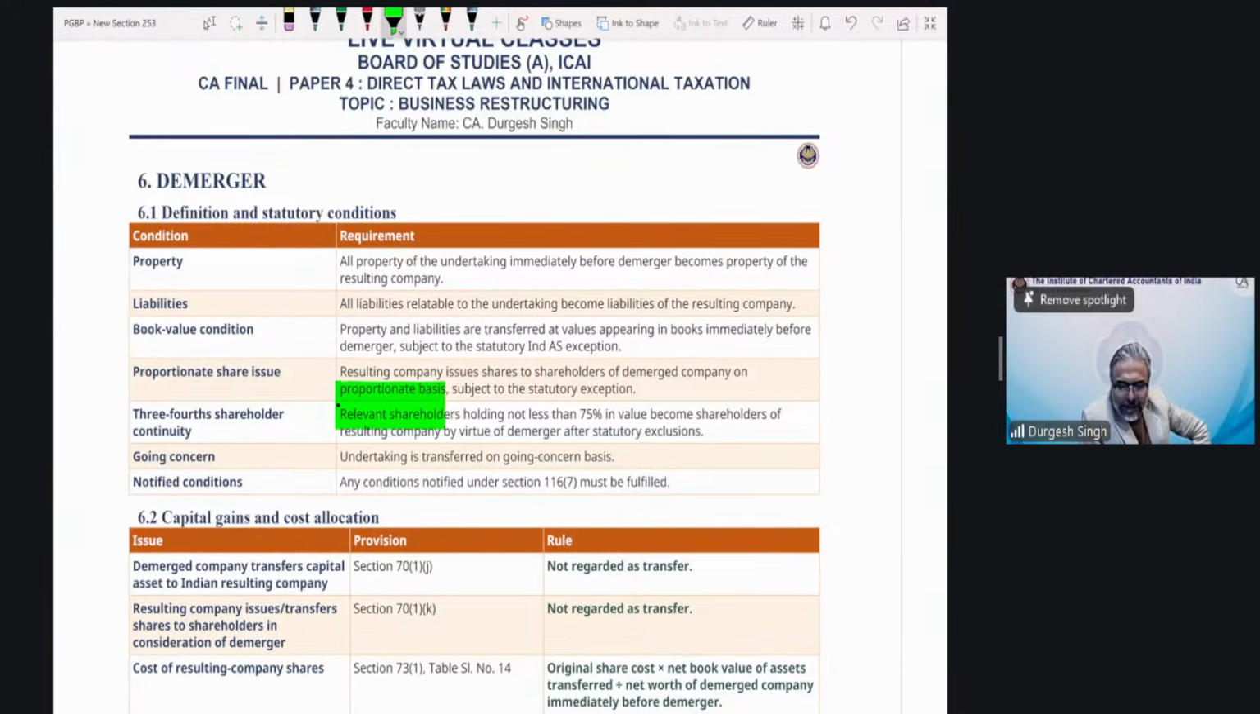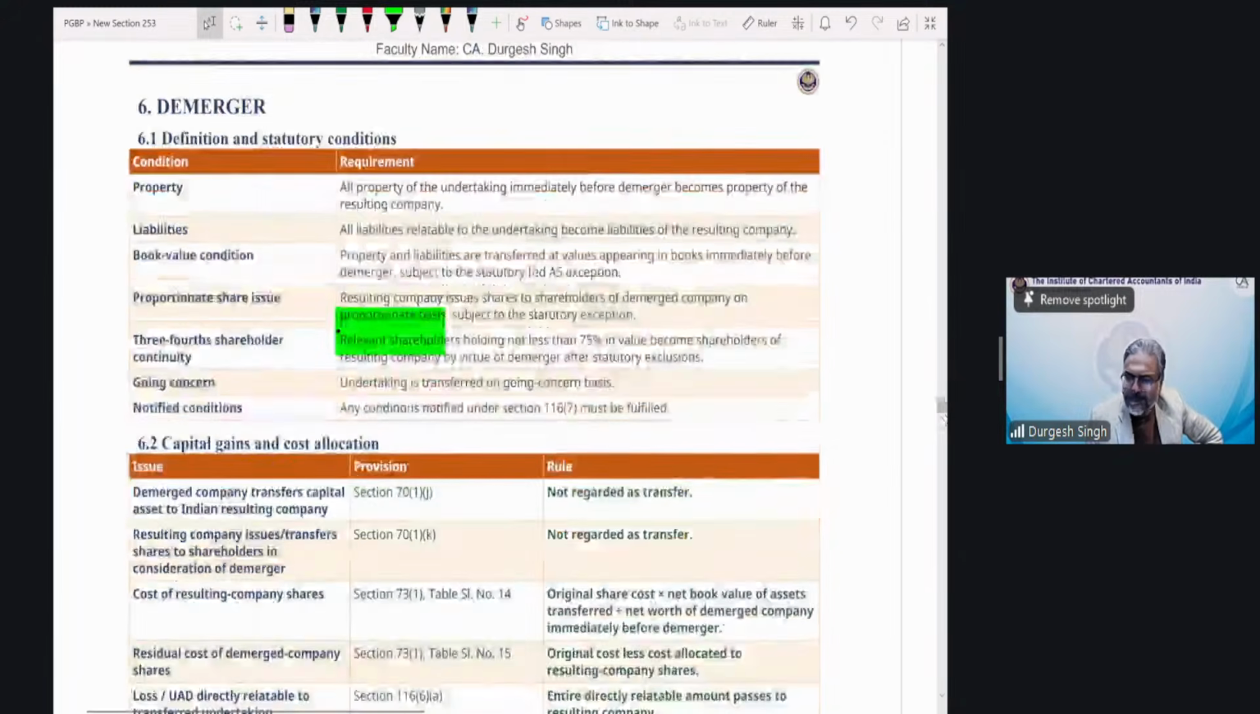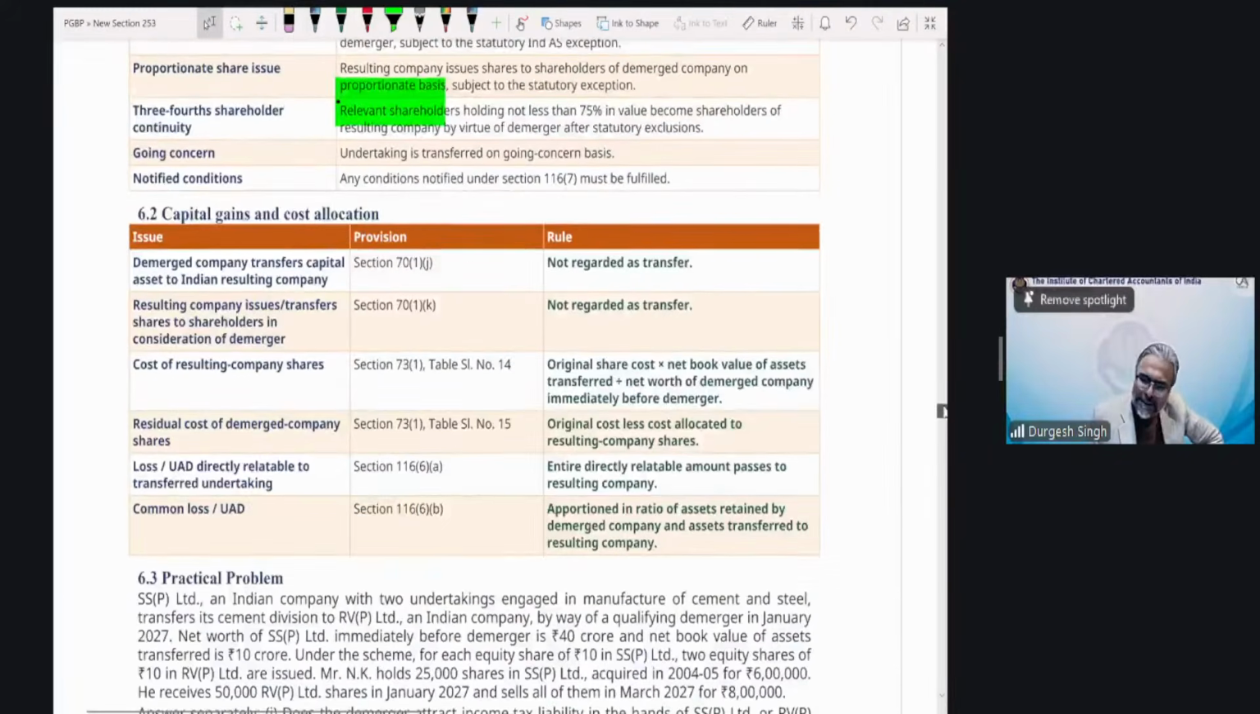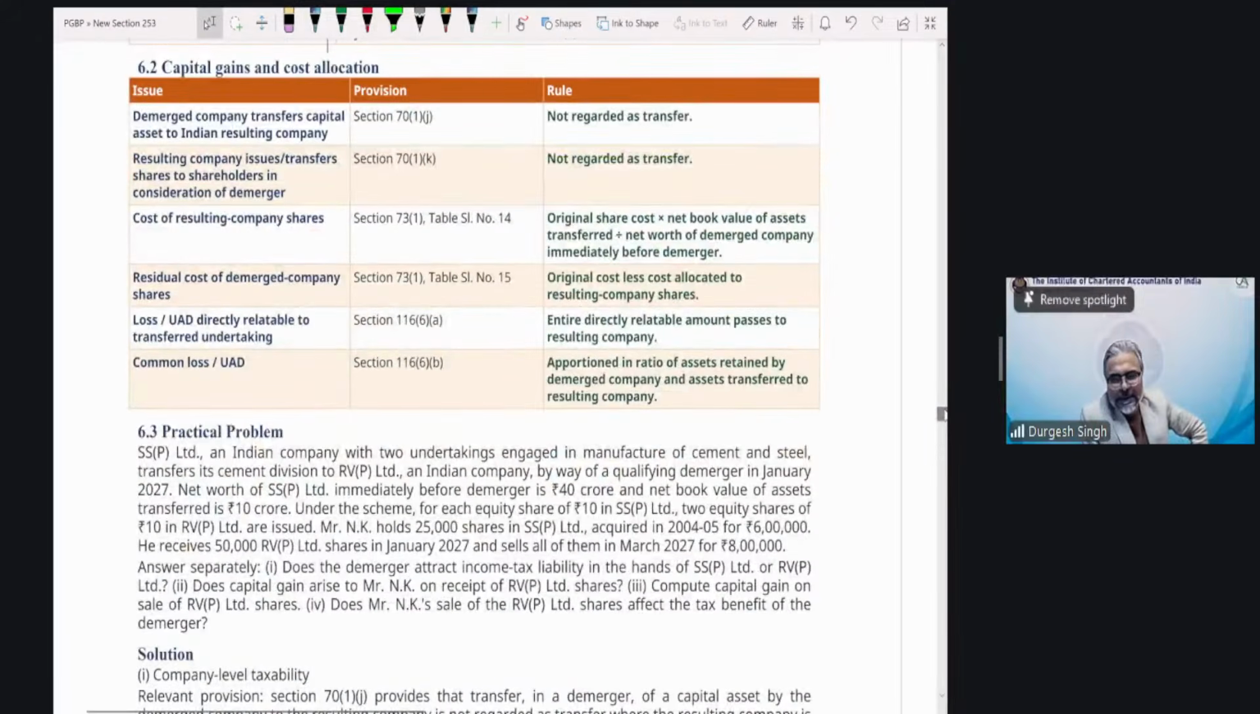Yes. The three-fourth shareholder continuity, the same thing as in amalgamation, has continued over here also. And what is that? At least three-fourth of the shareholders of Tata Sons should become shareholders of Tata Chemicals. Three-fourth in value, students, in value. Going concern, and that is it. Now, students, this is what it is at the end of the day. So this you will relate precisely, sir. This is more like the amalgamation condition. Yes, students, you're right. More or less like an amalgamation condition.